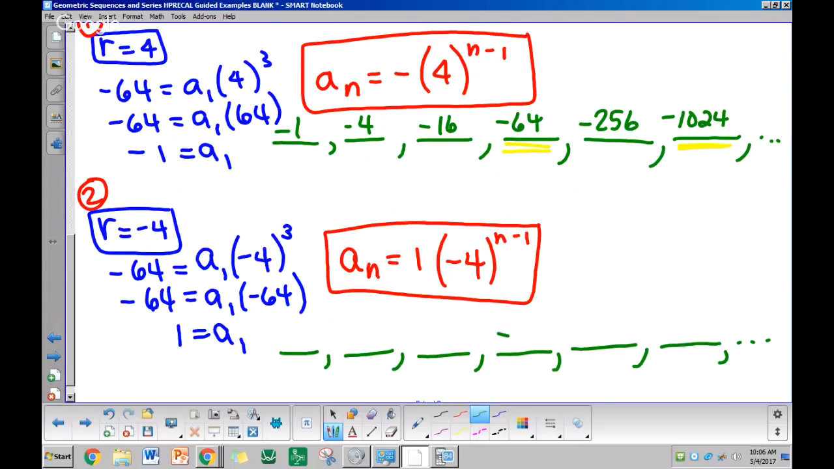1, 2, 3, 4, this is negative 64, and this is negative 1024, so let's see if this one works. A sub 1 here is 1, and then times negative 4, times negative 4, 16, negative 4, negative 4. Okay, so this one is alternating, but it still fills the bill, doesn't it?